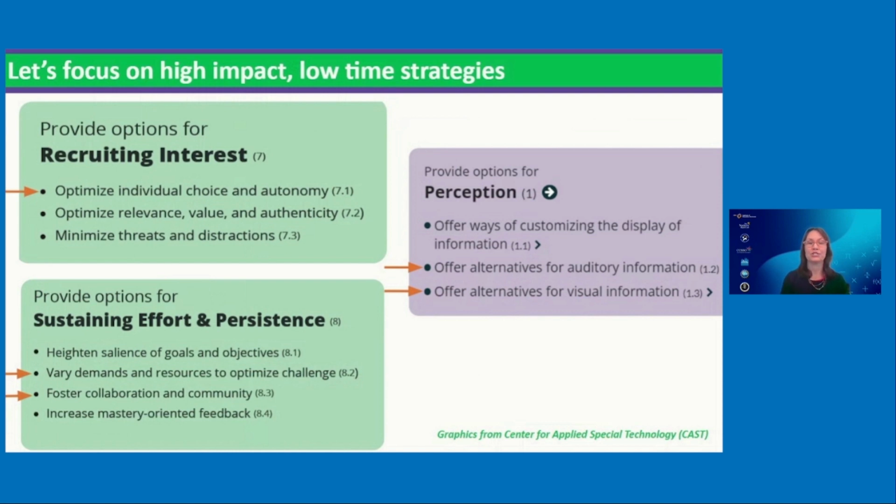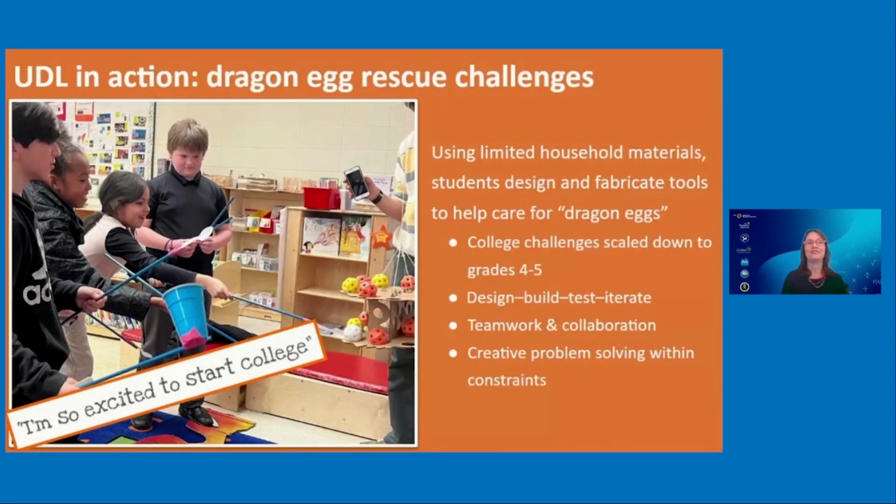I'm going to show you some examples in a minute that give an idea about optimizing individual choice and autonomy, varying demands to optimize challenges so students stay engaged. It's not too hard that they think they'll never get there, but it's not too easy that they check out because they're bored. We'll talk about offering alternatives to visual or auditory information. And we're going to do this in the context of dragon egg rescue challenges.